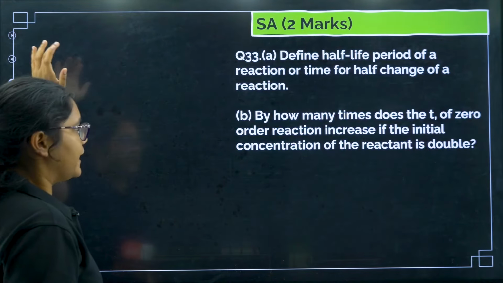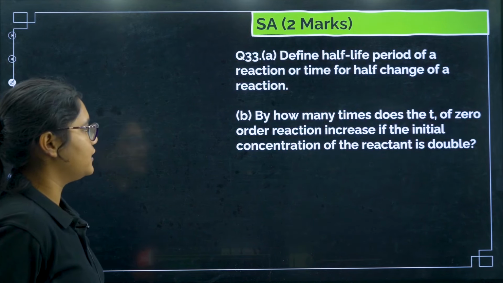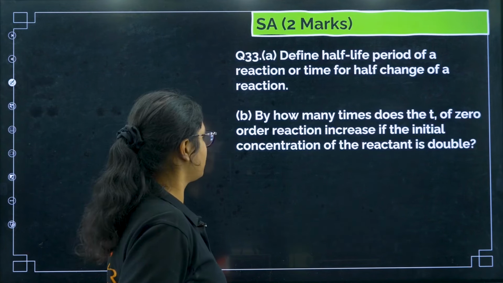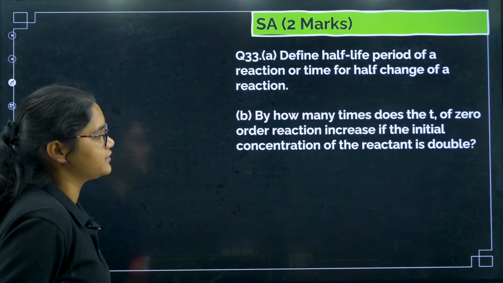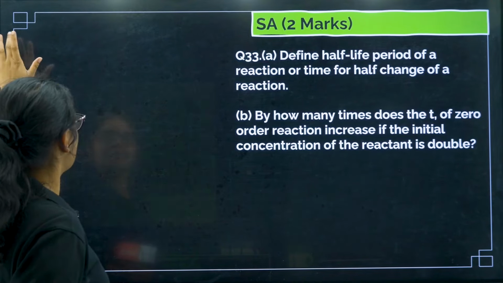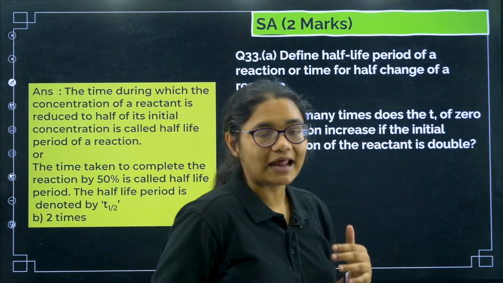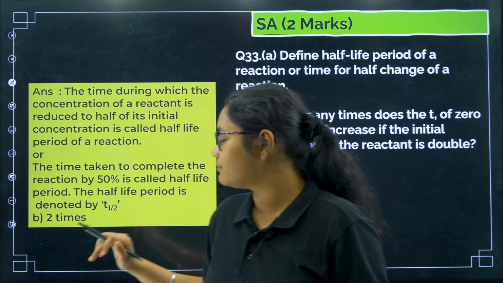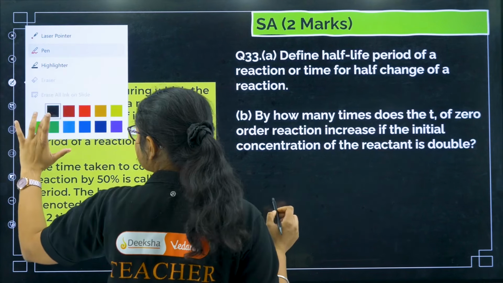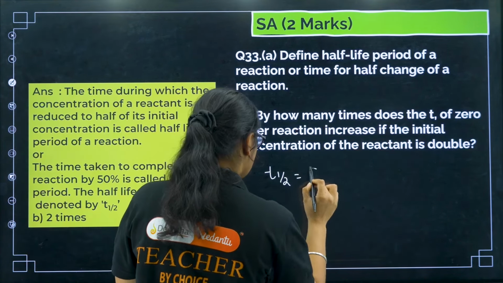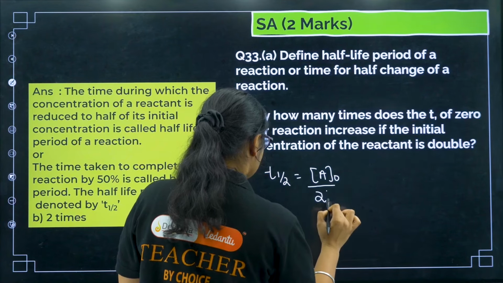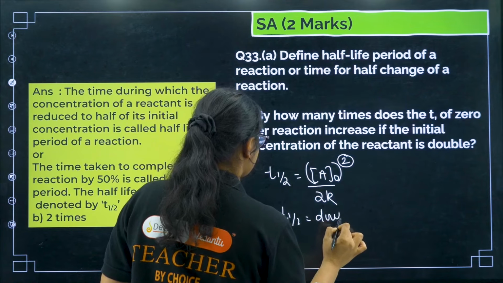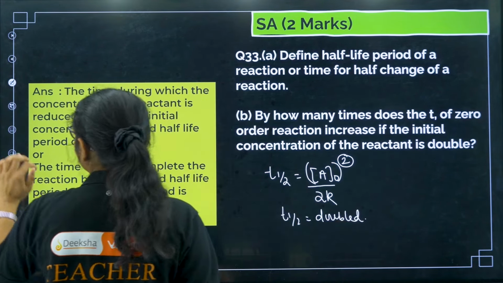Okay. Next, define half-life of a reaction, or how many times does the half-life of a 0th order reaction increase if the initial concentration of the reactants is doubled. This is very simple. Half-life of a reaction is the time required for the reactant to reduce to half of its initial concentration. And for a 0th order reaction, T half is A0 by 2K. So if the concentration is doubled, then T half will also be doubled. So that is option B.